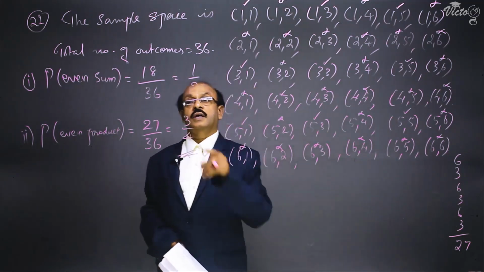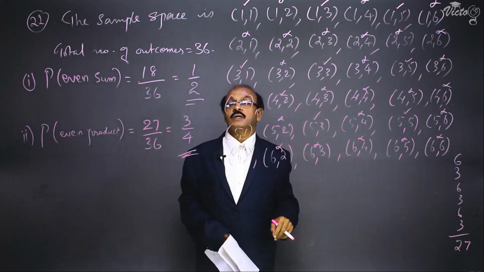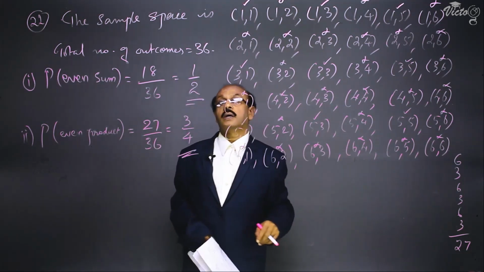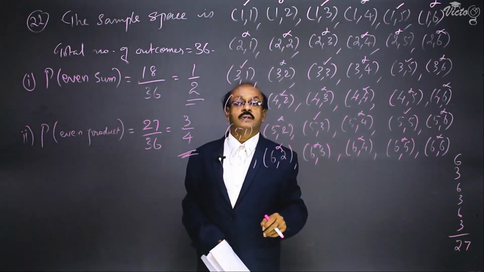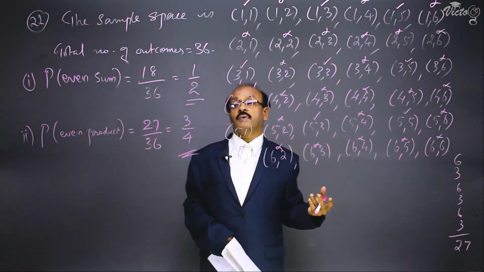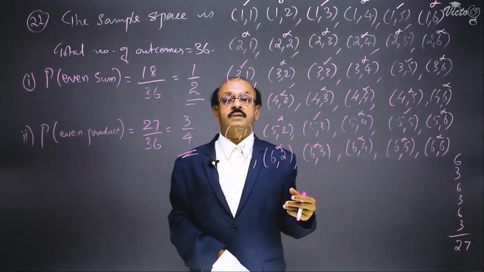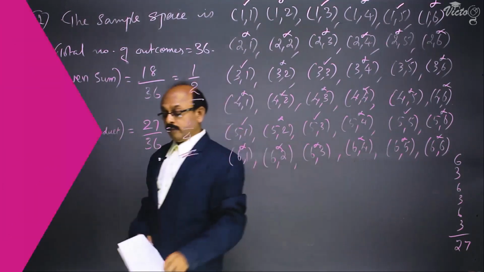There are 18 outcomes out of 36. Therefore, on simplification it is 1 by 2, and here there are 27 ordered pairs out of 36 giving an even product. Therefore, the probability of getting an even product is 27 by 36. On simplification it is 3 by 4.